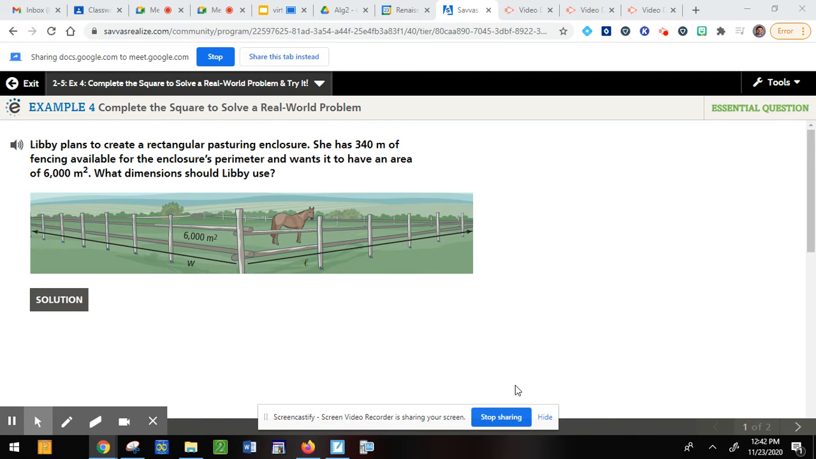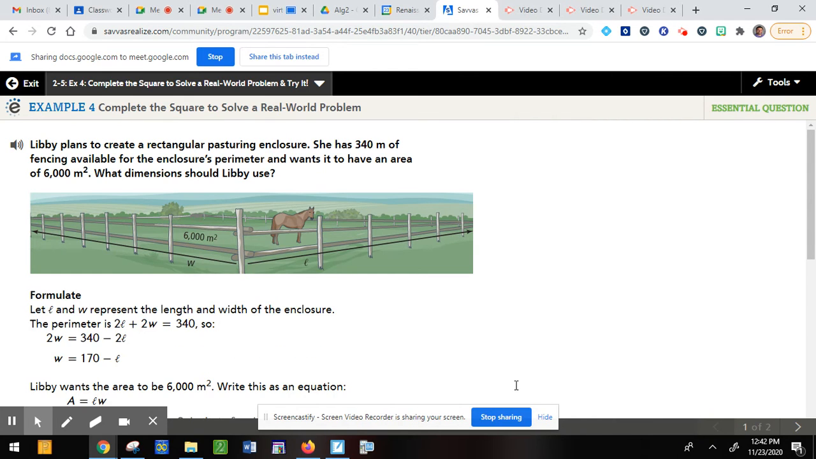So for example 4, we're going to apply the process that we just learned to a real context. Libby has 340 meters of fencing. She wants it to have an area of specifically 600 meters squared. So what dimensions should she use?